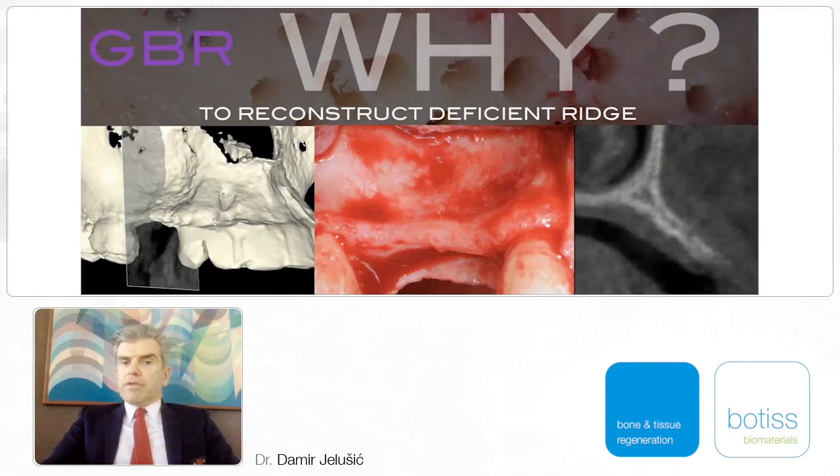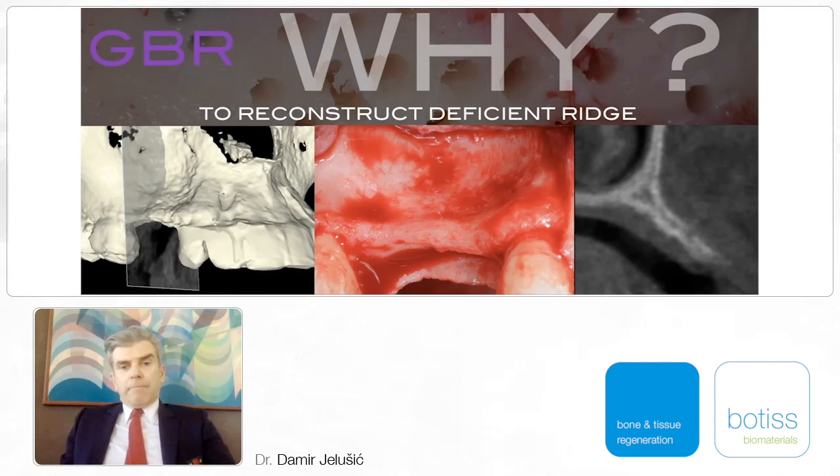Why? To reconstruct a deficient ridge. This is a case with an extremely thin ridge. The patient has oligodontia, meaning that this young lady is missing more than 6 permanent teeth, in her case 8 permanent teeth. A very thin ridge, a very difficult case, and of course today bridges, classical bridges anchored on 2 neighboring teeth, are not a valid option.